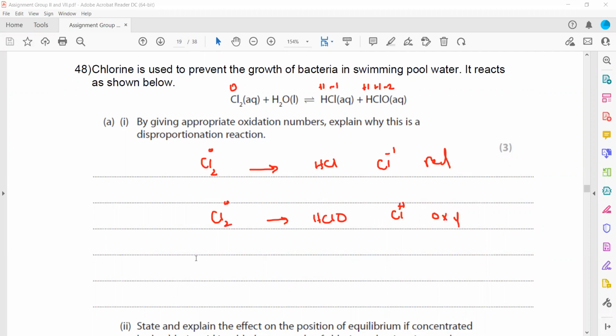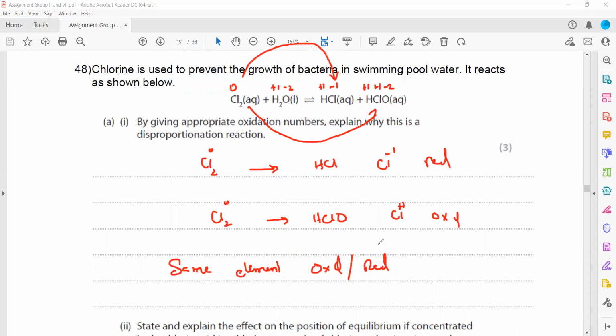For hydrogen, there is no change. As you can write, for hydrogen each hydrogen is +1, each oxygen -2, so for hydrogen and oxygen there is no change. The only change is happening for chlorine, and in one compound formation it is reduced and in the other it is oxidized. So the same element is oxidized and reduced. That's why we call that a disproportionation reaction.